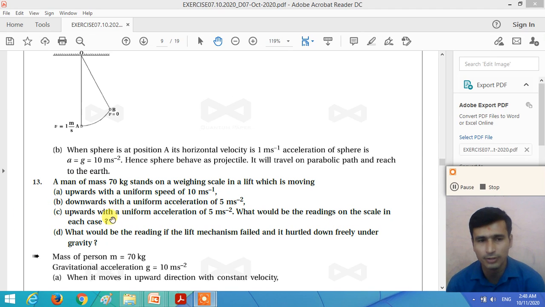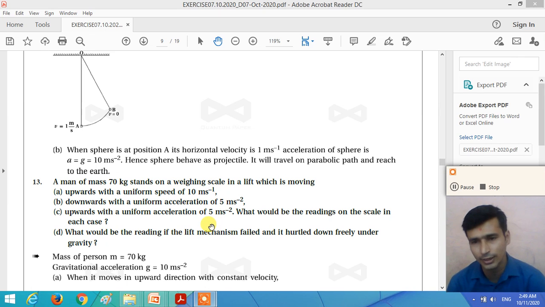Now the fourth question is, what will be the reading if the lift mechanism fails and it hurtles down freely under gravity? So here, dear student, the mass of the man is given to you, 70 kg, standing on the weighing scale. We take the acceleration due to gravity as 10 meter per second squared. What will be the weight of the person?